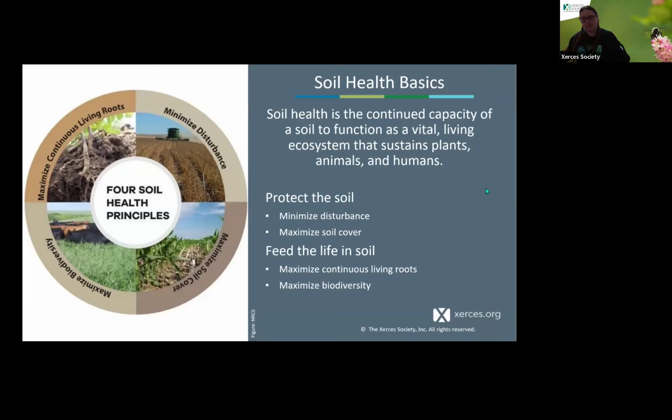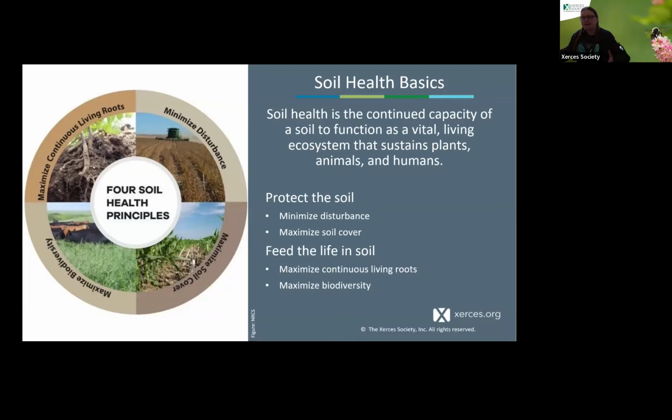And we all know, protecting the soil by minimizing disturbance, maximizing soil cover, having some kind of vegetation year round. Permanent vegetation is a goal for a lot of these communities. But if you're in a cropping system, using crop rotation, planting cover crops is important as well. Also, having that refuge of permanent habitat nearby helps these animals. Feed the life in the soil. So maximize the amount of continuous living roots there and biodiversity.